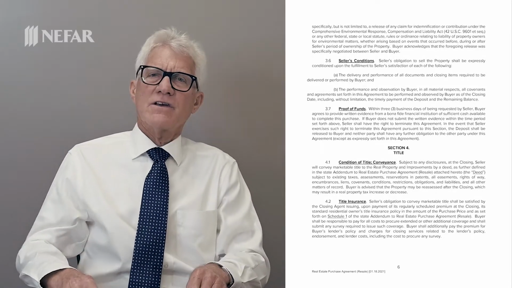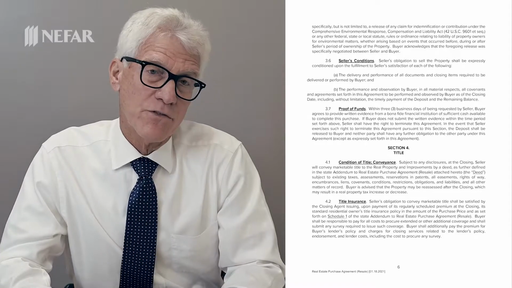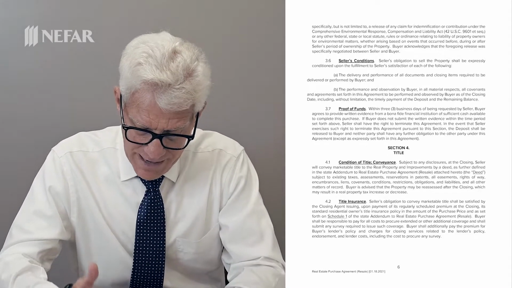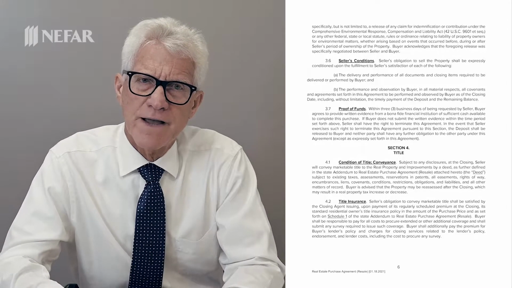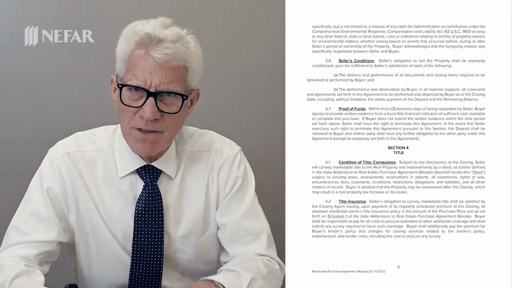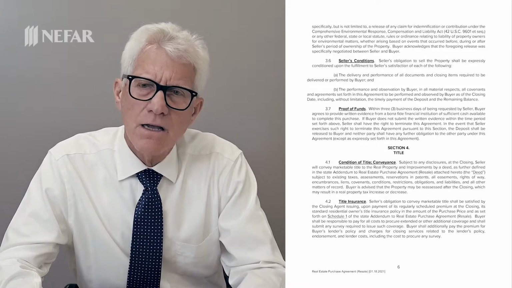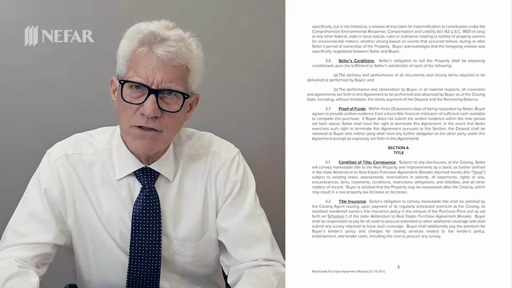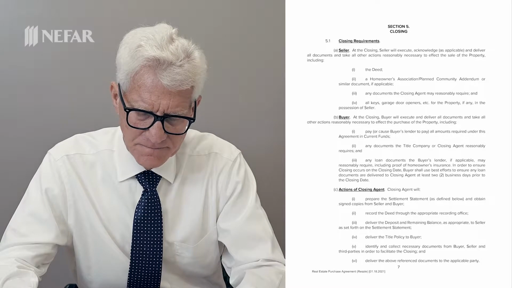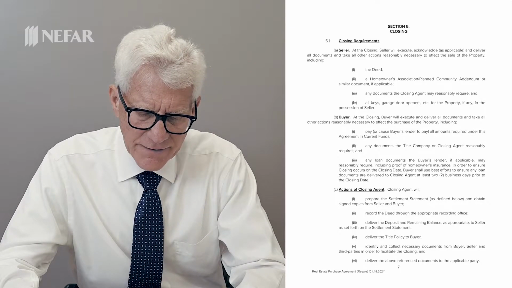At the bottom of page 6, there's a big difference, maybe a $300 difference. It says the buyer is going to pay the cost to procure a new survey. If the buyer wants a new survey map in this contract, the buyer pays for it. In the NEFAR contract, it's marked for either party, but customarily the seller pays it. Now we're on page 7.